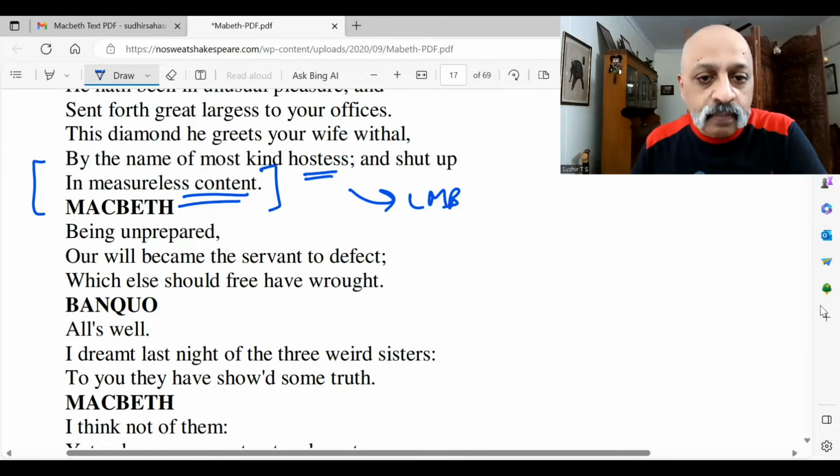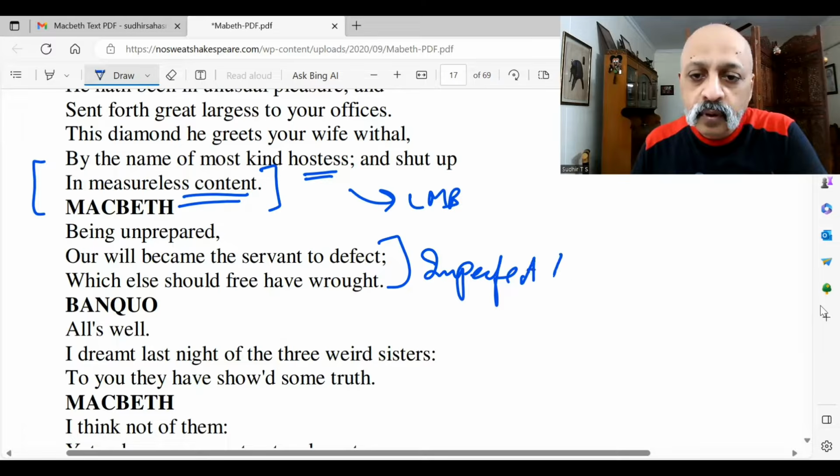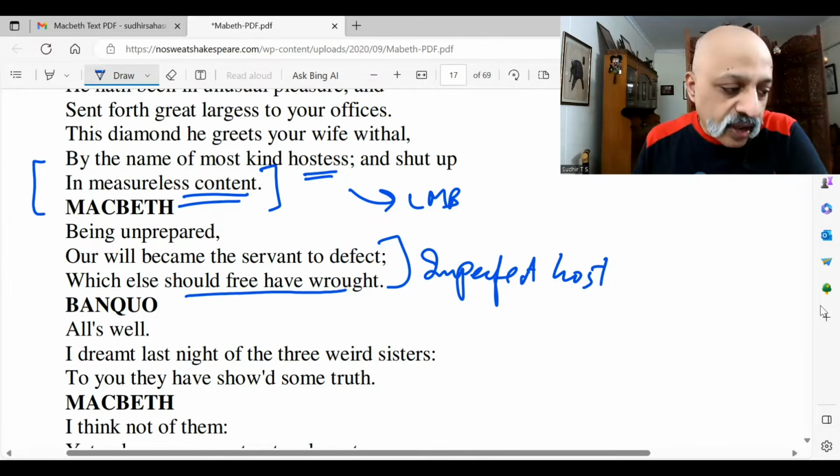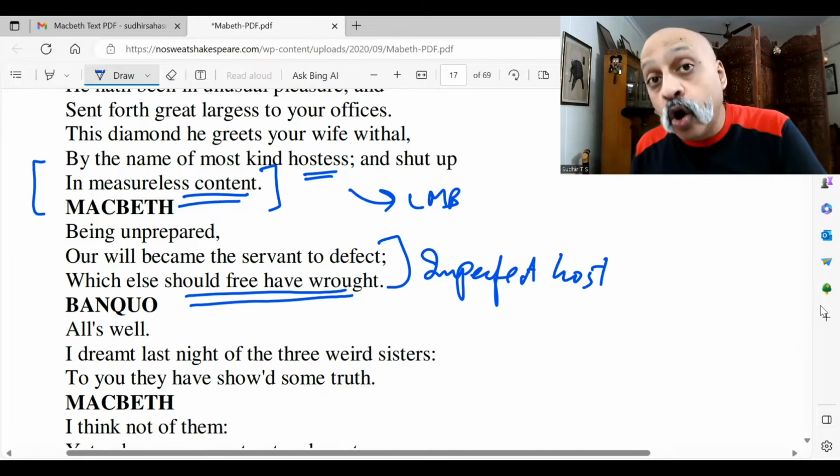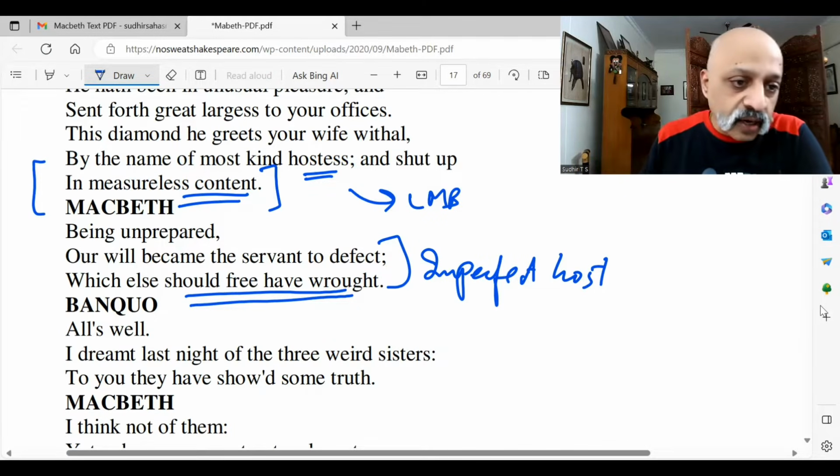Servant to defect का मतलब we are imperfect hosts, which else would free have wrought. If we had been prepared, more would have been done for him. So अगर हमको प्रिपरेशन के लिए समय मिलता तो हम उनके लिए और भी बेहतर रूप से तैयार होते.